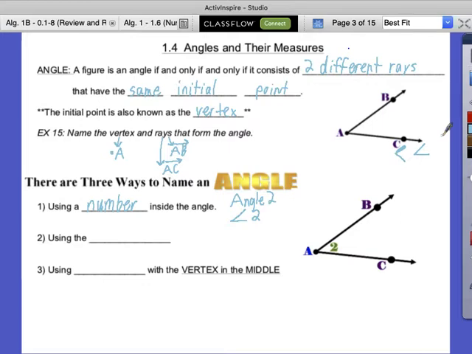Kinda. I guess I never noticed that. The second way we can use it is we can use the vertex. So what's our vertex in this angle? A. So we can call it angle A. You're always going to see me use the symbol rather than writing out angle, just because I'm lazy, I don't want to write out angle.